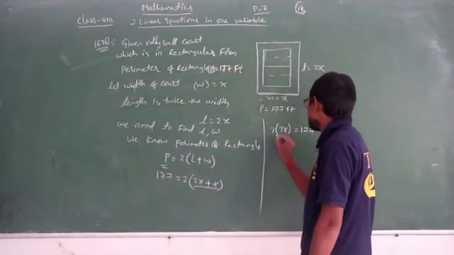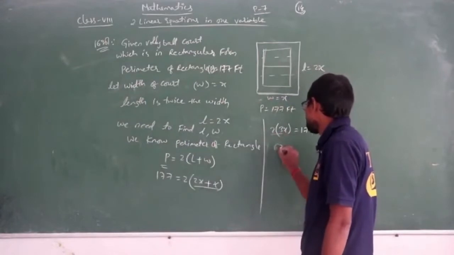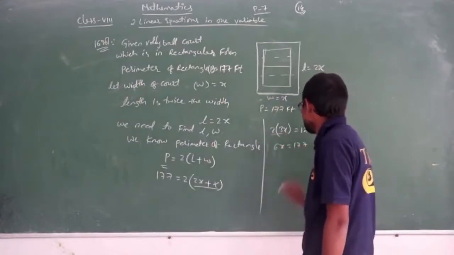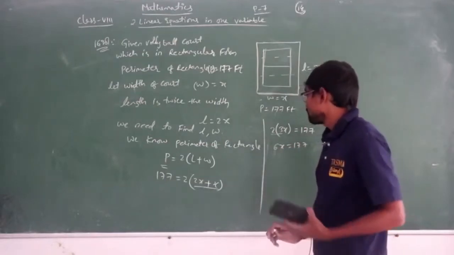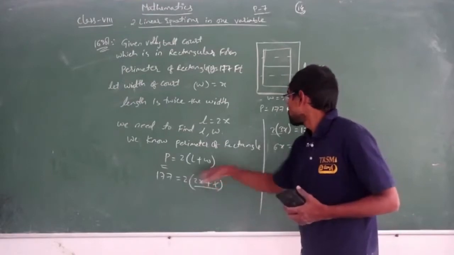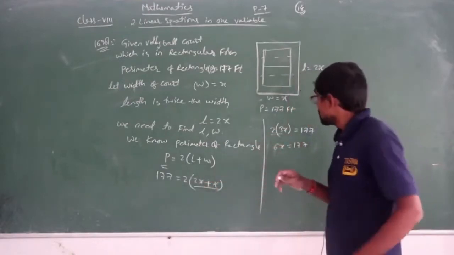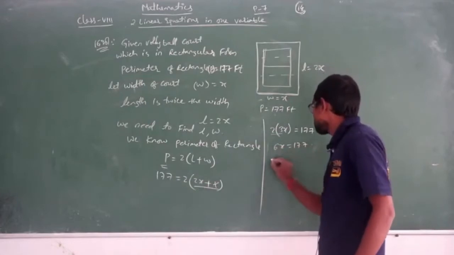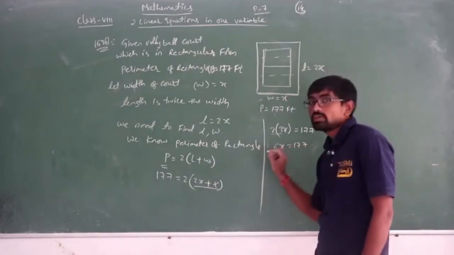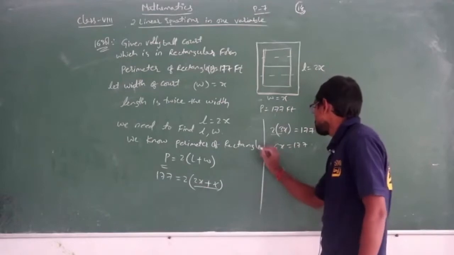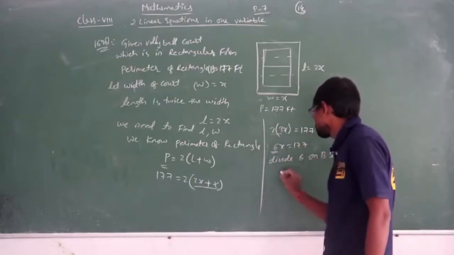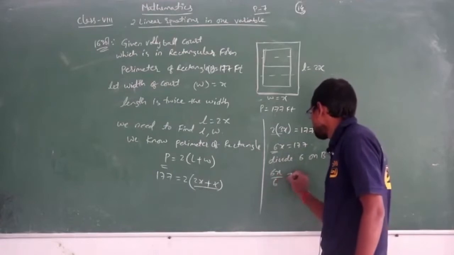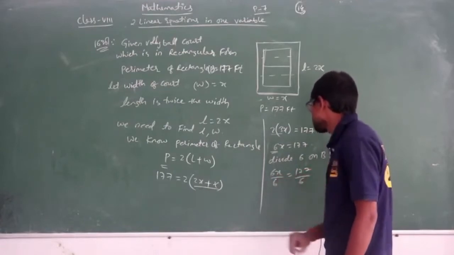Now, if I multiply this, 2 3s are 6x is equal to 177 feet. 177, okay, 2 plus 1, 3x, 3 2s are 6 is equal to 177. Now, if I divide this, 6 is multiplying the variable. So what we need to do? Divide by 6 on both sides. So 6x divided by 6 is equal to 177 divided by 6.